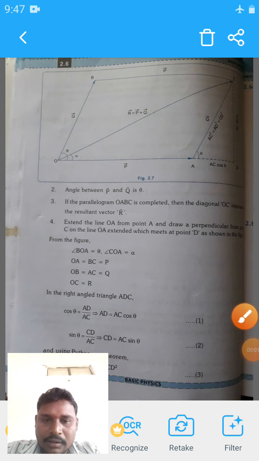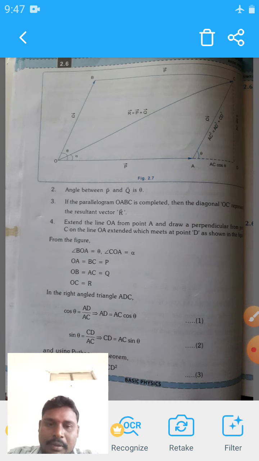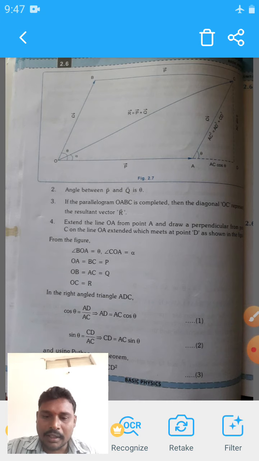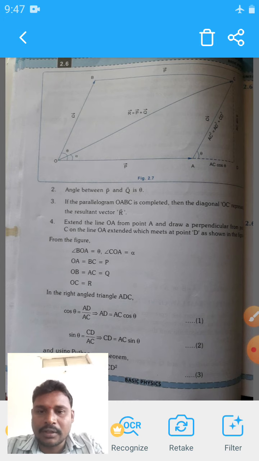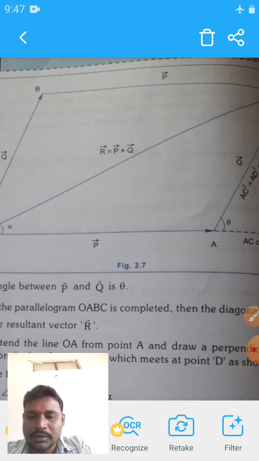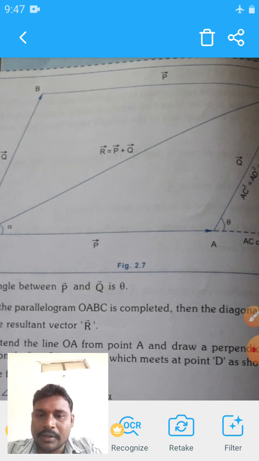Okay, good morning students. In this video I am going to explain the resultant direction. In the previous video I explained the resultant magnitude, and in this video I am going to explain the resultant direction. The previous video's result, the magnitude, is what? Mod R bar, which we found in the previous video.